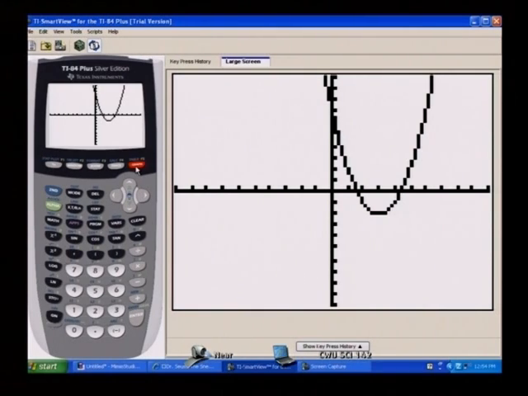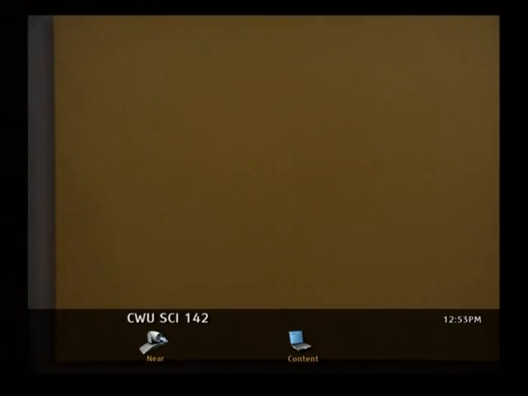Okay, so let's go ahead and write out a few specific rules that we learned as we were playing Match the Graph. Let's go ahead and go over here to the document camera now and write out some of our rules.